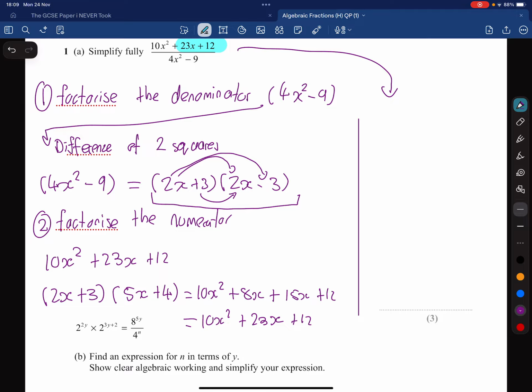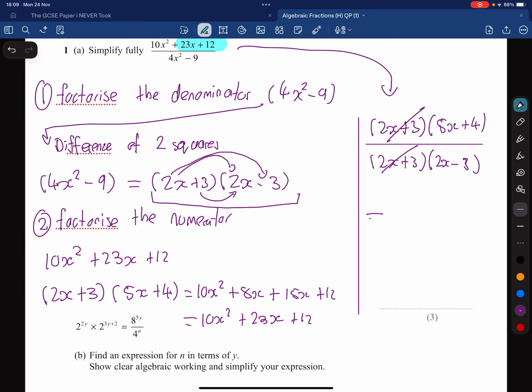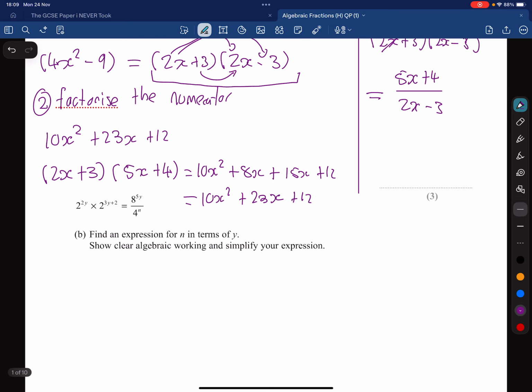So now this fraction becomes 2x plus 3, 5x plus 4, all over 2x plus 3, 2x minus 3. These cancel. So this is equal to 5x plus 4 over 2x minus 3. I hope that makes sense.